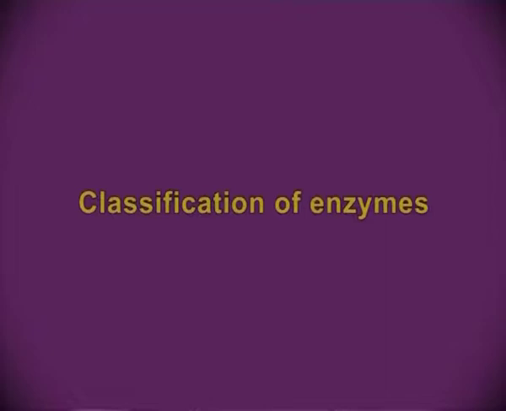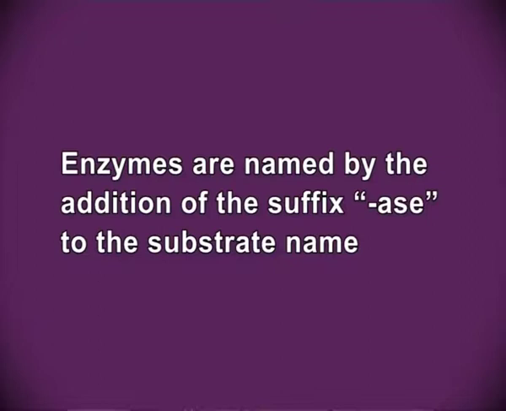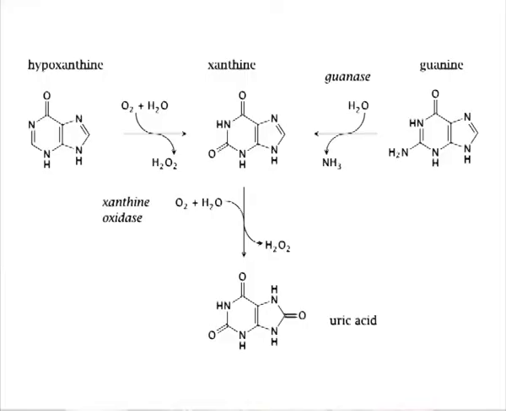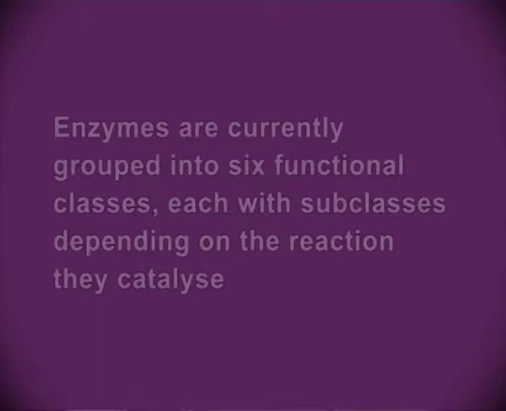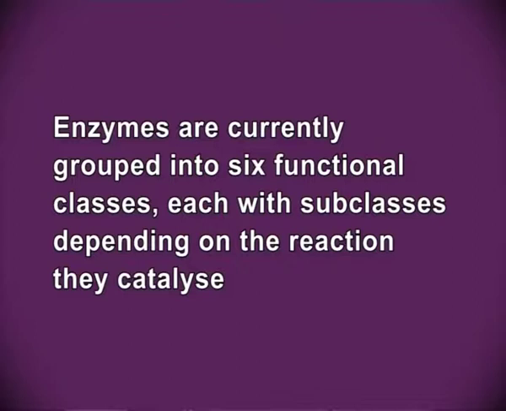Enzymes are named by the addition of the suffix -ase to the substrate name. Most of the enzymes catalyze the transfer of functional groups, electrons or atoms. Therefore, enzyme names are assigned according to their transfer reaction, the donor group or the group acceptor. According to the International Union of Biochemistry and Molecular Biology, IUBMB, enzymes are currently grouped into 6 functional classes, each with subclasses depending on the reaction they catalyze. The different functional classes and their biochemical reactions are given in Table 2.